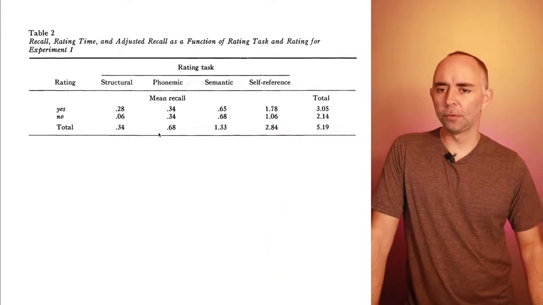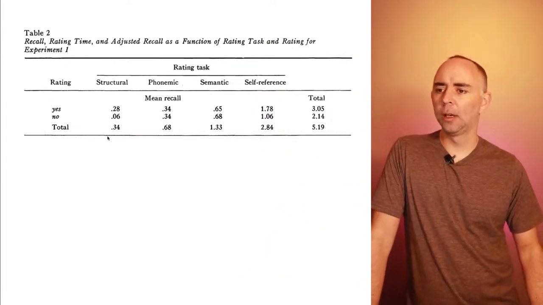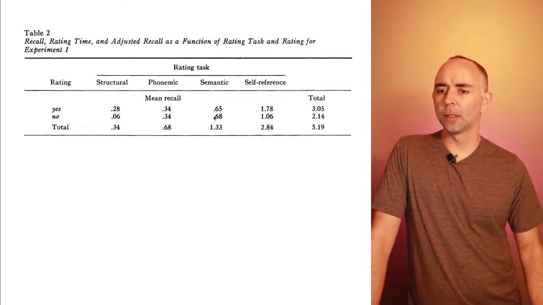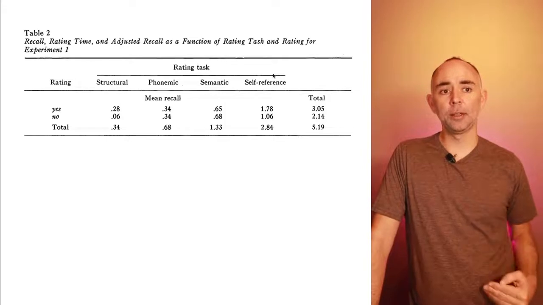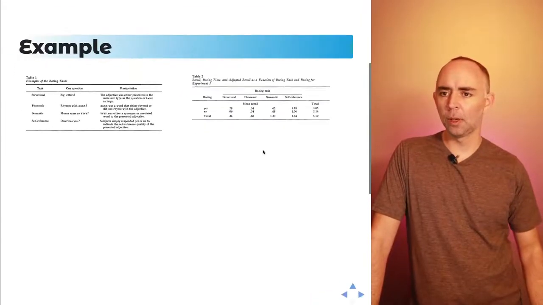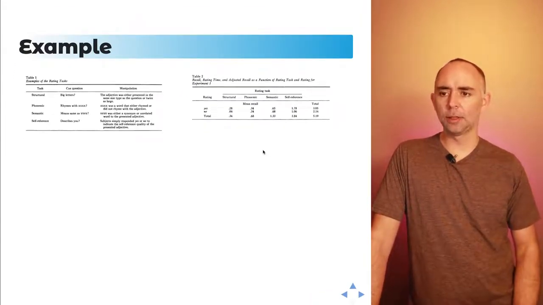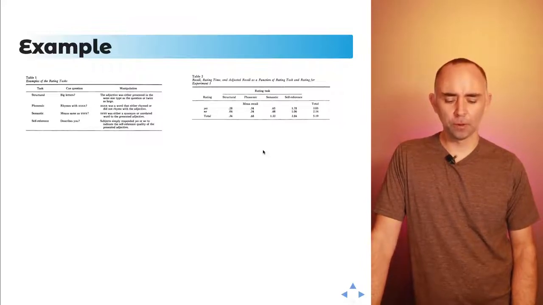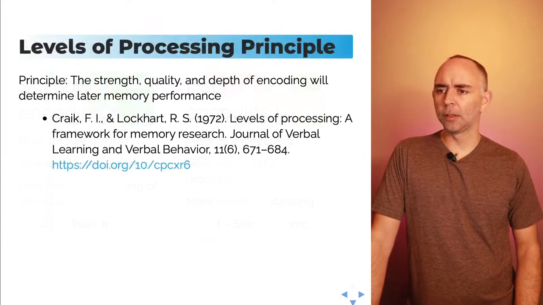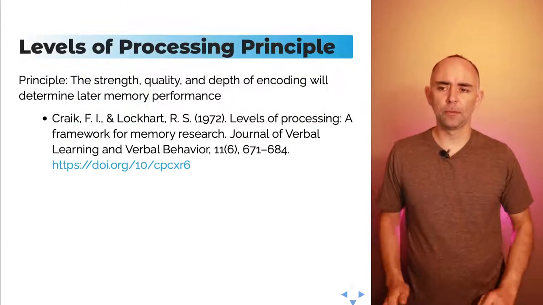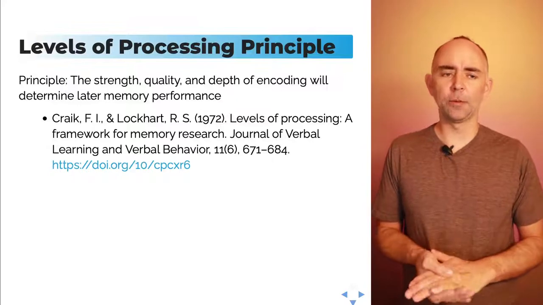And as we went through in the last part, if we look at memory performance, it gets better and better as the levels of encoding go deeper and deeper. So that's an example of the levels of encoding principle. I don't have a commentary on this, but this principle was criticized a little bit for being circular.